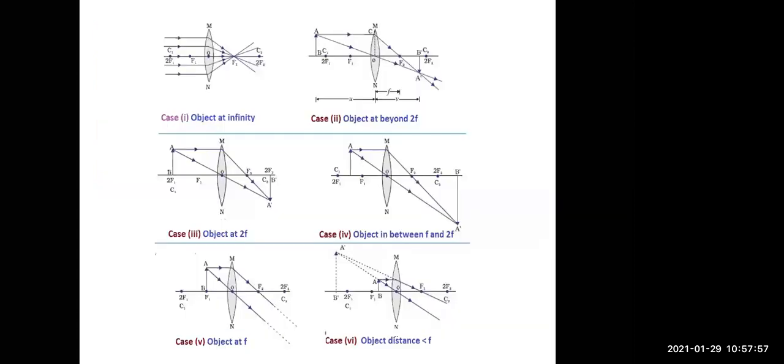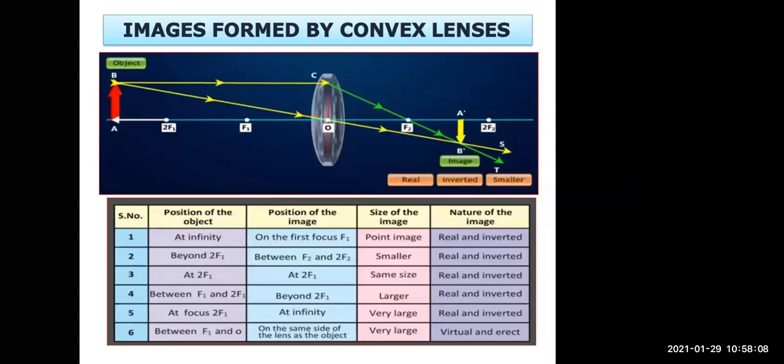Okay, so whenever the object is at twice f, what will happen? Now you can see here at twice f the object is there, AB. It is written that whenever the object is at twice f, the position of the image will be at twice f. If f1 is the principal focus before the lens, and f2 is the position after the lens, then the position of the image will be twice f2, the size of the image will be the same size, and the nature of the image will be real and inverted.